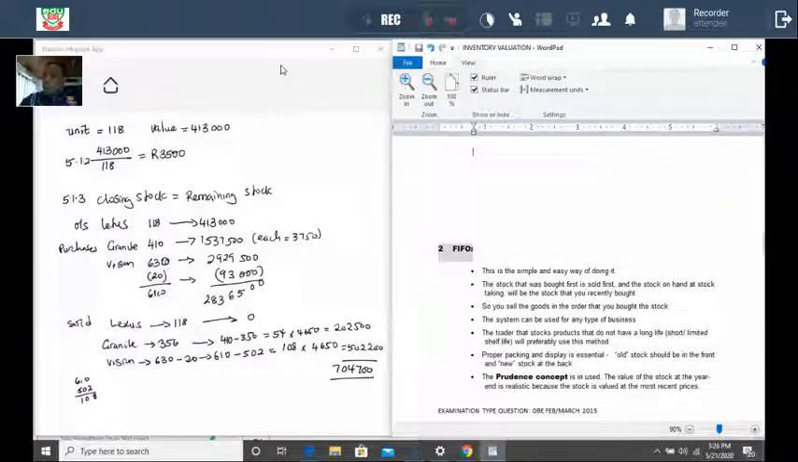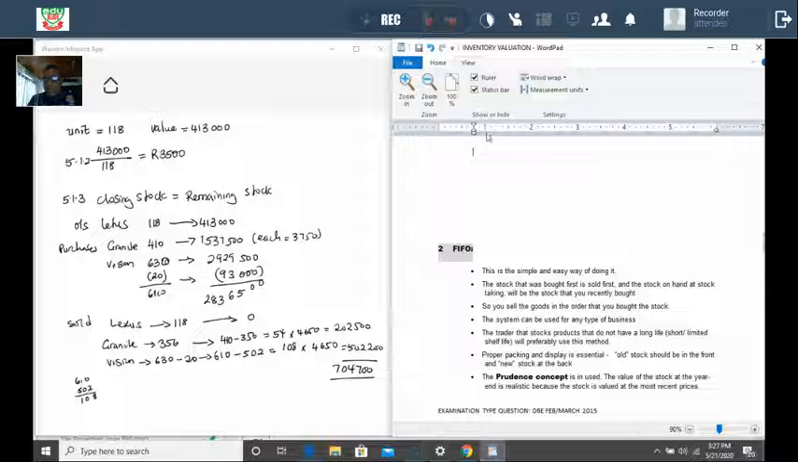Now the next method of stock valuation which we are going to look at is the FIFO. The FIFO method is very simple and easy. As we said, the stock that were first bought in are the ones that are sold. So you sell the goods in the order that you bought the stock. This system can be used for any type of business. So the trader whose stock does not have a long shelf life will preferably use this method. And this method is good because the prudence concept is applied, because you are valuing the closing stock at the price of the goods at the end of the year.